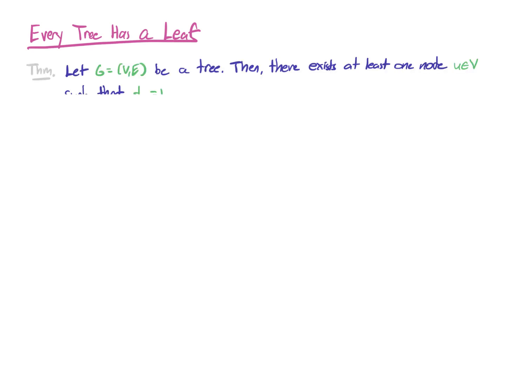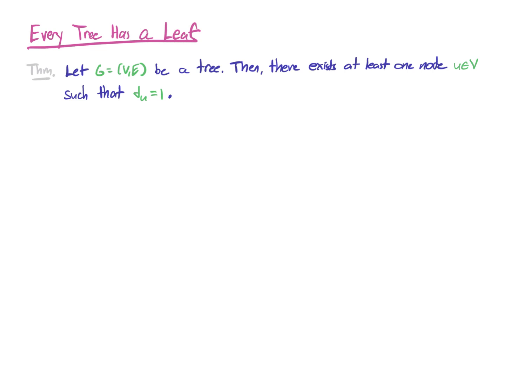Now let's prove a really important property of trees that's going to help us as we prove even more important properties of trees soon. Every tree has a leaf. So the theorem is, let G be a tree, then there exists at least one node in G with the property that that node has degree 1, and those degree 1 nodes are what we call leaves.